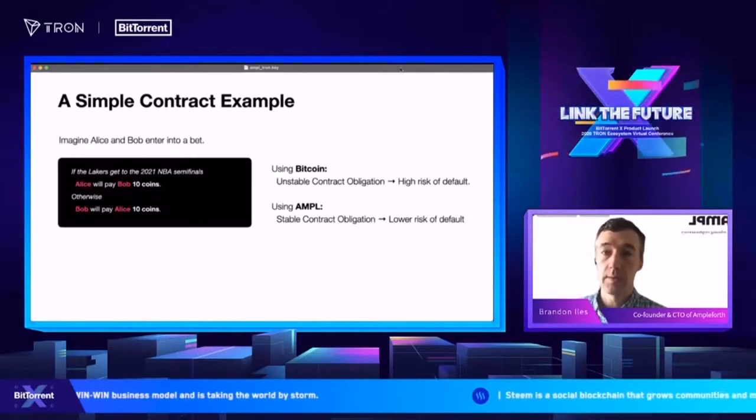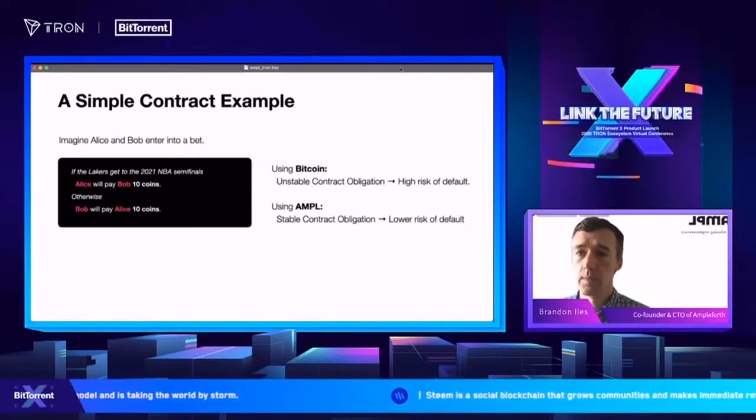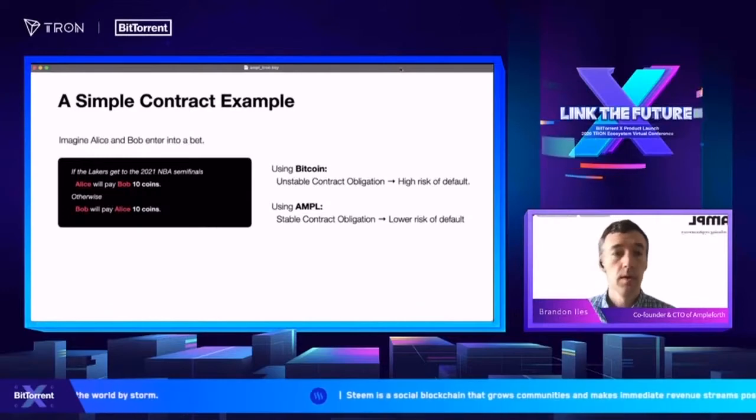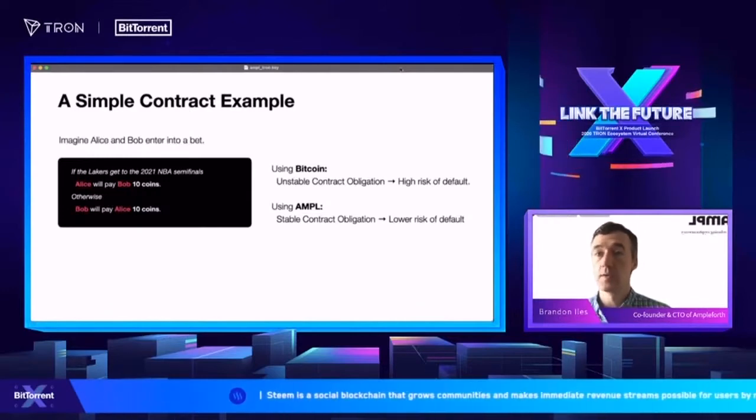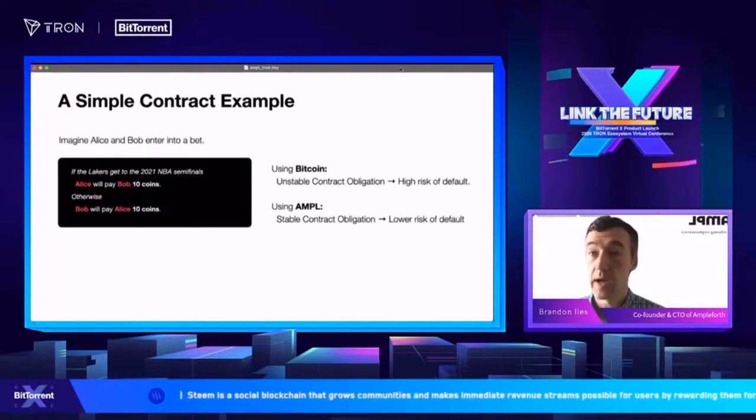Now, in Ample's case, if you were to borrow, say, 100 Ample, then you always know how much you're going to be responsible for paying back in the future, right?